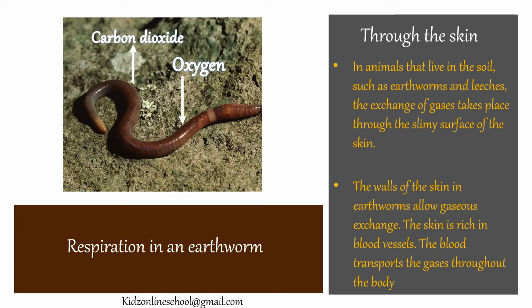Through the skin. In animals that live in soil such as earthworms and leeches, the exchange of gases takes place through the slimy surface of the skin. The walls of the skin in earthworms allow gas exchange. The skin is rich in blood vessels. The blood transports the gases throughout the body.